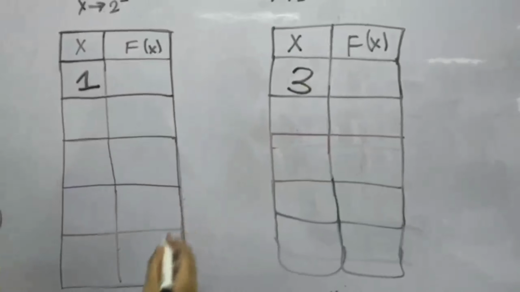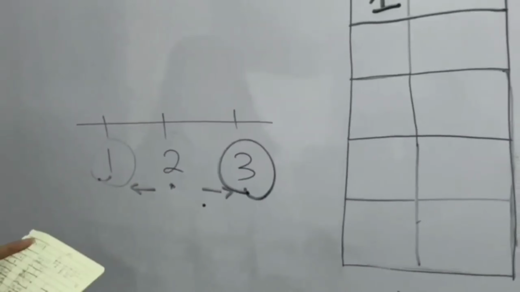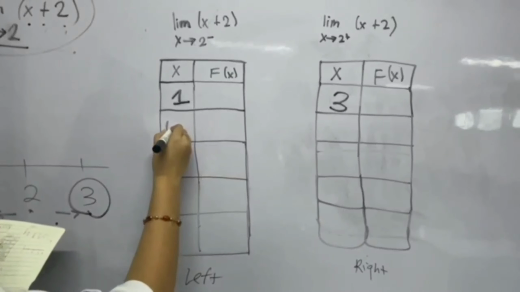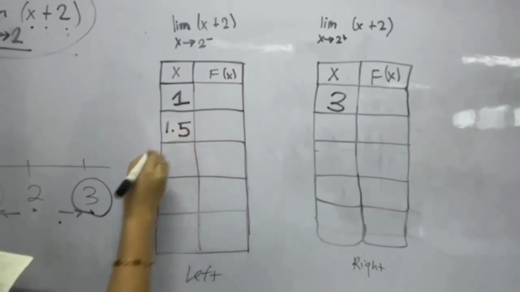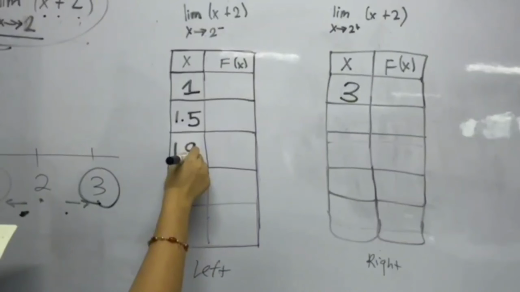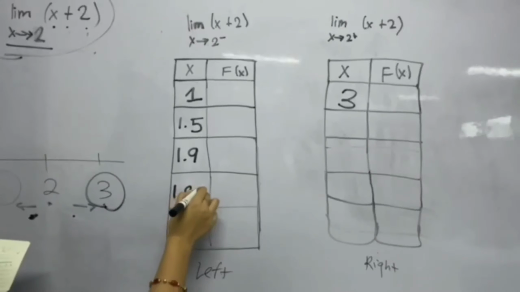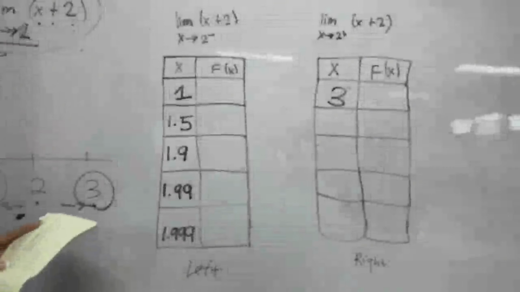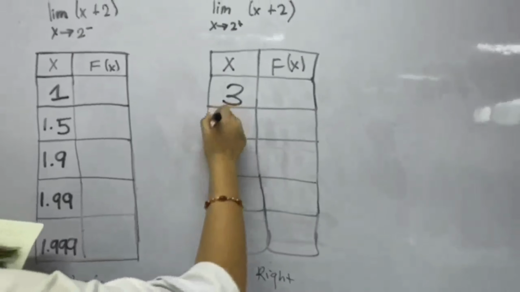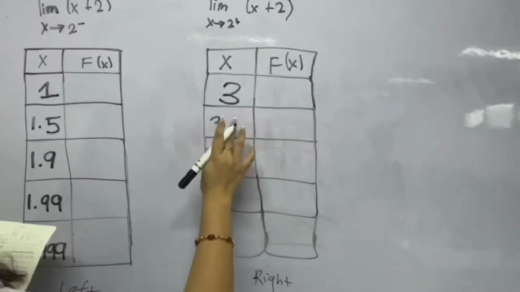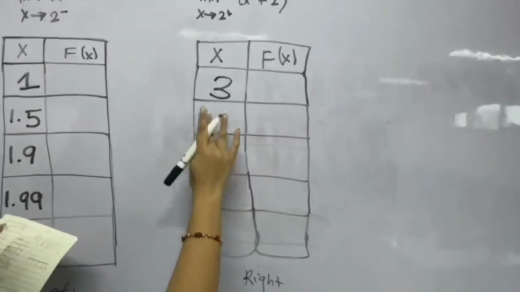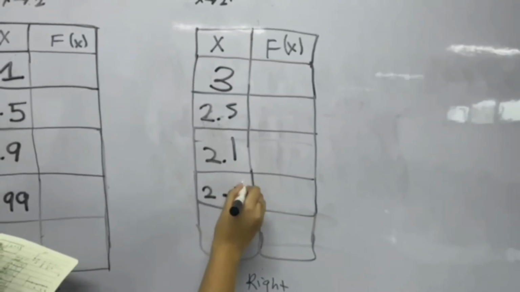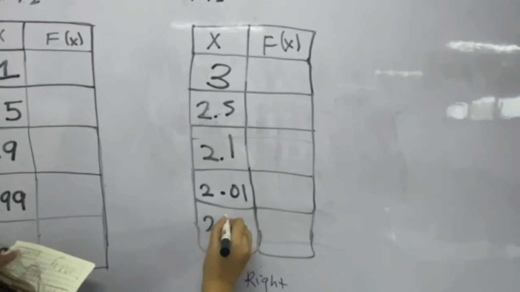The left hand limit means we are approaching 2 from the left, which means choosing numbers that are slightly less than 2. We pick values that gradually get closer to 2, such as 1.5, 1.9, 1.99, 1.999. For the right hand limit, we choose numbers that are slightly greater than 2, which are 3, 2.5, 2.1, 2.01, and 2.001.